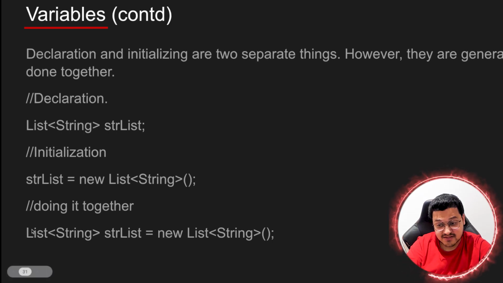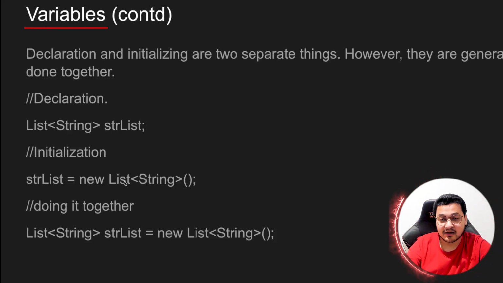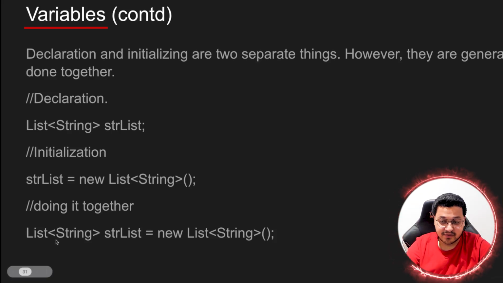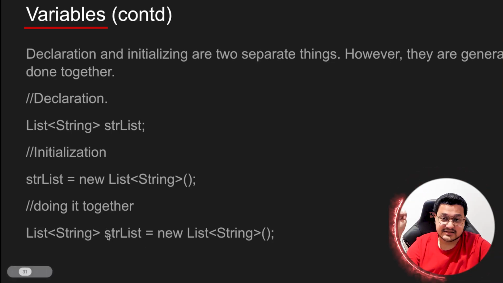This is always a best practice, because if you don't, and later on you forget to do the initialization, you may run into errors and then wonder what is happening in your code. So it's always a best practice to initialize your variables while you declare them. That's the safer method.